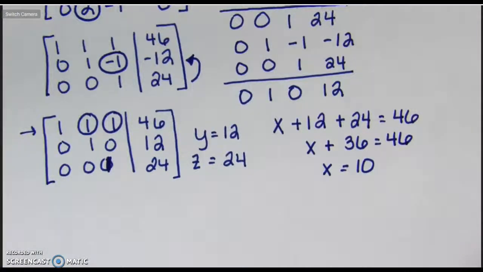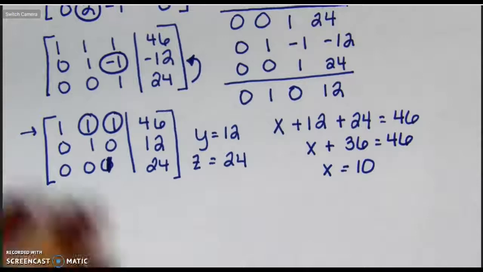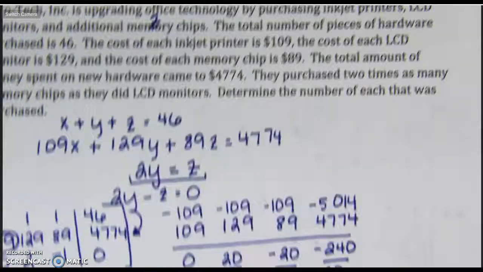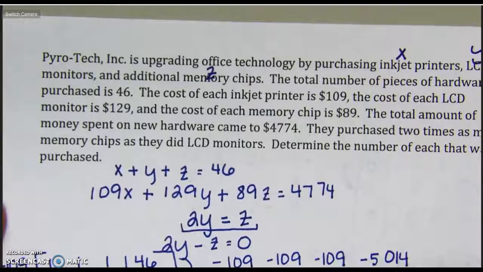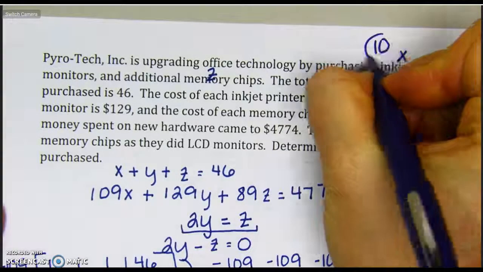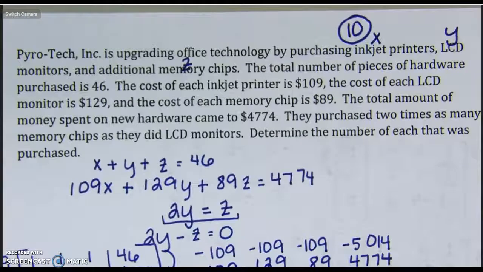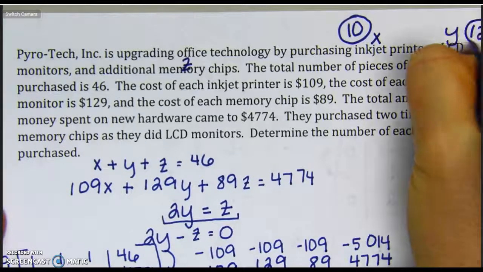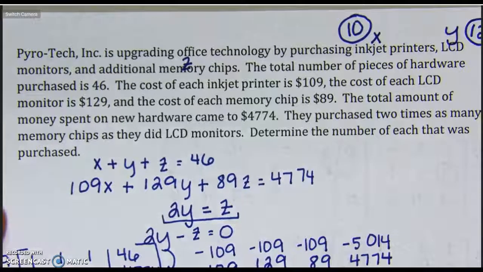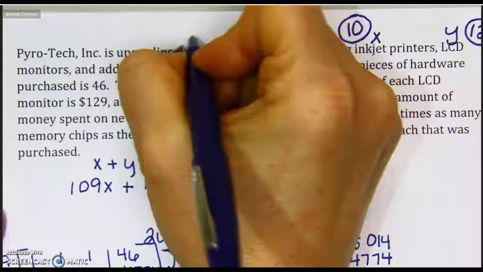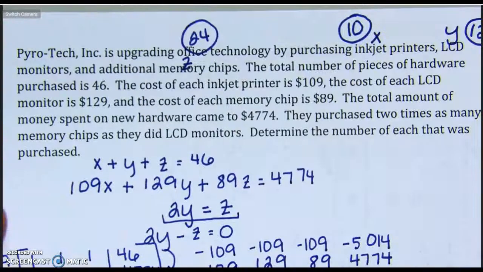And there's nothing wrong with doing that, combining different pieces and elements to find the fastest way to a solution instead of creating more work, if you will. So we know x, y, and z now. Back to the problem here, there were 10 inkjet printers. There were 12 LCD monitors, and finally there were 24 memory chips, which determines the number of each that were purchased.